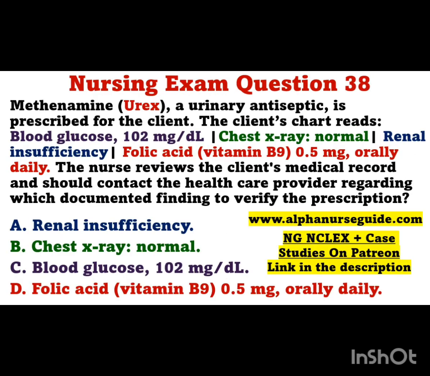Methenamine, a urinary antiseptic, is prescribed for the client. The client's chart reads: blood glucose 102 mg per deciliter, chest X-ray normal, renal insufficiency, folic acid 0.5 mg orally daily. The nurse reviews the client's medical record and should contact the healthcare provider regarding which documented finding to verify the prescription. A. Renal insufficiency. B. Chest X-ray, normal. C. Blood glucose, 102 mg per deciliter. D. Folic acid, 0.5 mg, orally daily.